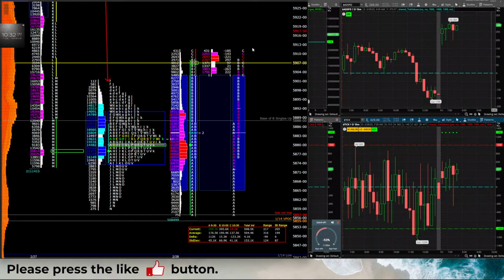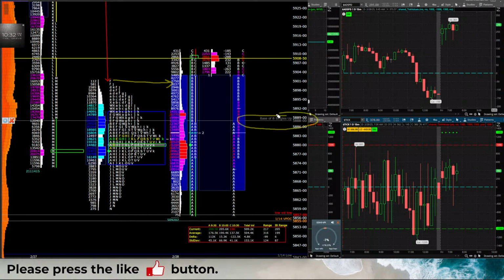However, the probabilities now favor that we will either find support at the overnight high, 59.01, or find support at the base of the B single prints, 58.88. So let's see what happens. Obviously, we have not gotten any real short covering yet.